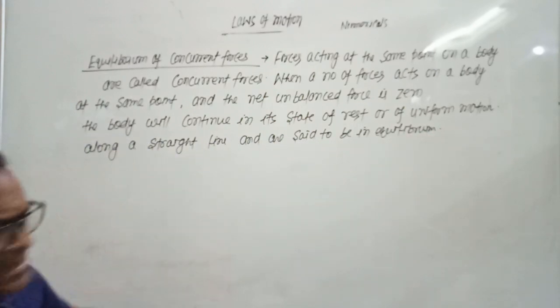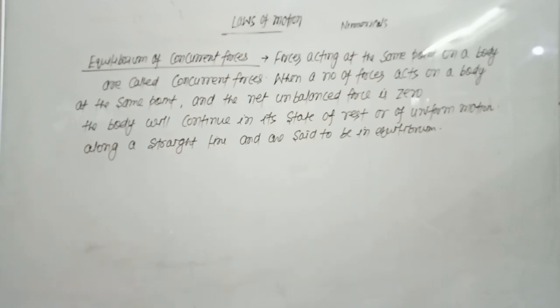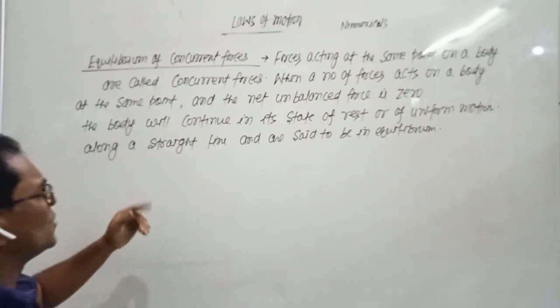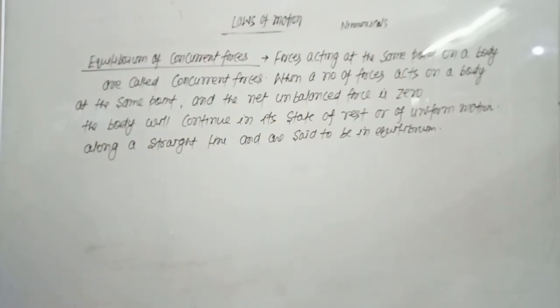So forces acting at the same point on a body are called concurrent forces. And when a number of forces act on a body at the same point and the net unbalanced force is zero, the sum of all the forces acting on the body is zero, then the body will continue its state of rest or of uniform motion along a straight line, and the body is said to be in equilibrium.